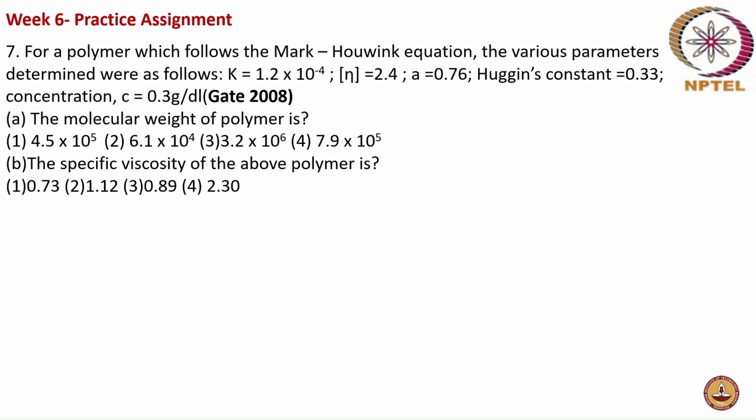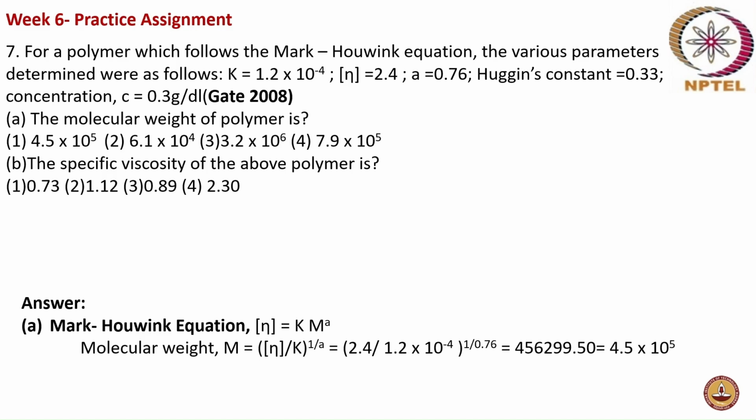Ma'am, I got the molecular weight as 4.5 into 10 raised to 5. Okay, now let's see. Yes, you are right. So your Mark-Houwink equation is intrinsic viscosity eta equal to K into M power A. So substituting, we have all other parameters except the molecular weight. If you substitute, you will end up with the molecular weight as 4.5 into 10 power 5.